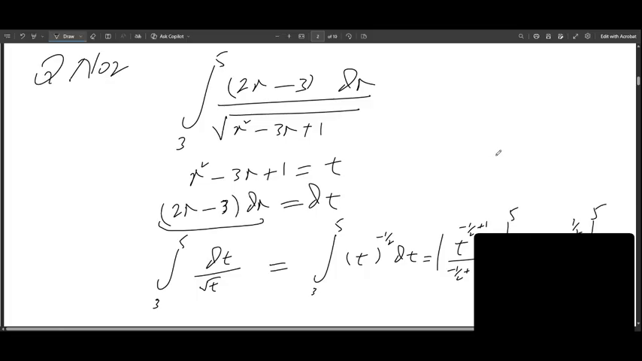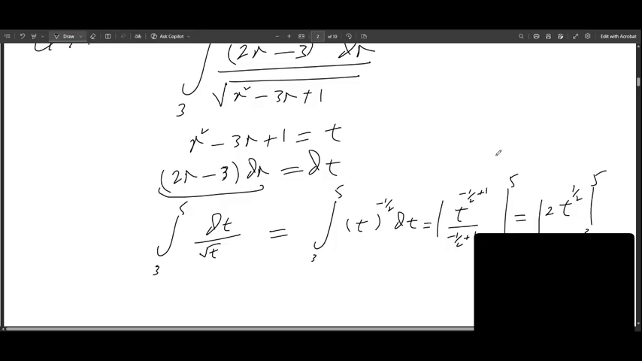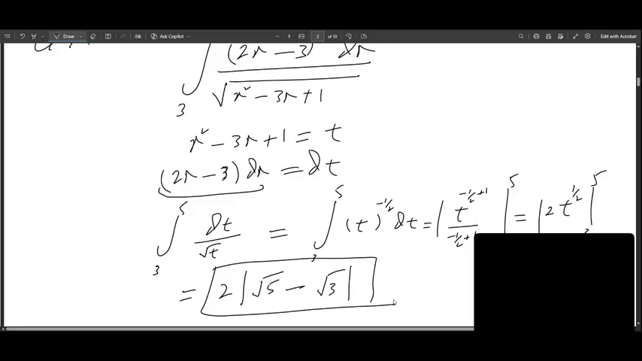Now we will apply the limit here. So we'll take the constant out, and we will say square root of 5, plugging the value of the upper limit in t, minus the lower limit, square root of 3. So we can calculate that in your calculator, and that's your answer. You can keep this answer, or you can further solve it in your calculator.